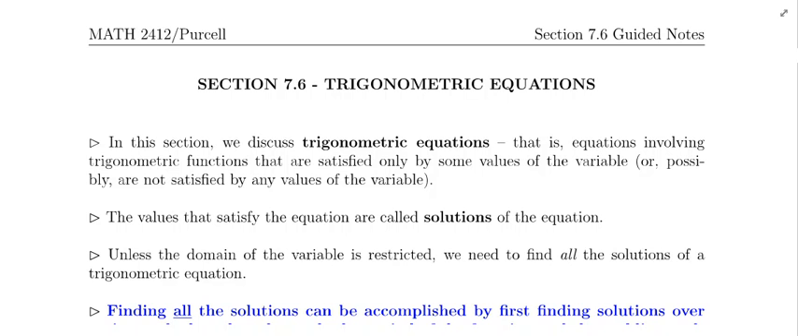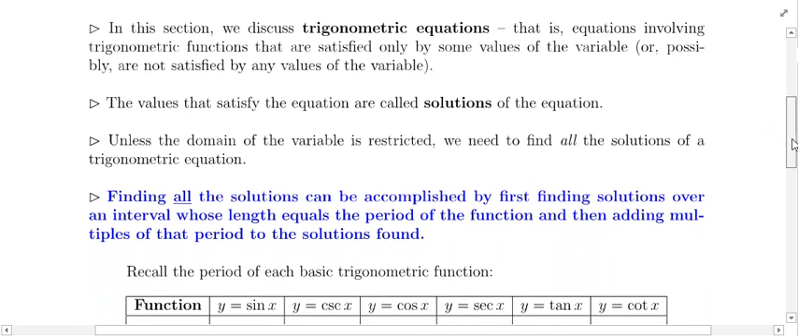Okay? So our goal here is going to be to solve these equations, find the value or values of the variable that do make the equations true. Okay, if you read in the second bullet point here, it says the values that satisfy the equation are called solutions of the equation. Unless the domain of the variable is restricted, we need to find all the solutions of a trigonometric equation. Okay, so how do we do that?